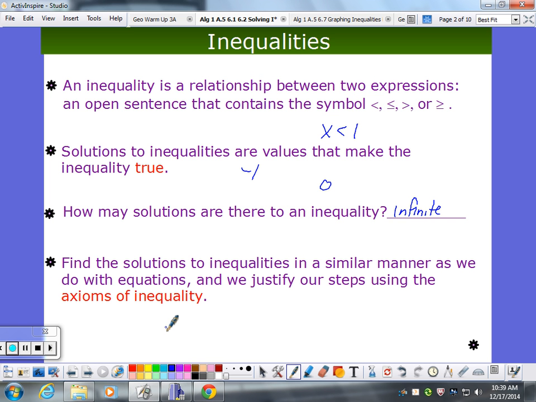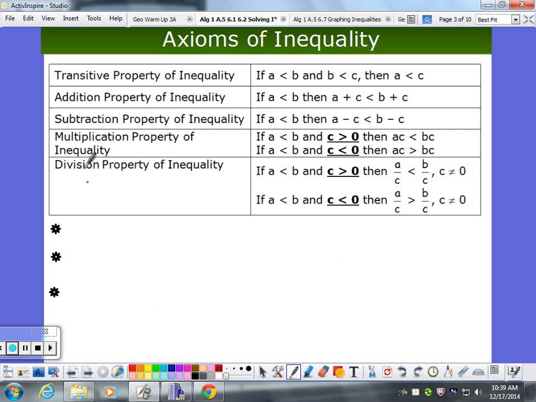So to find the solutions to inequalities, we do what we do with equations. But instead of using the axioms of equality, we're going to use the axioms of inequality, and they are very similar to what you saw with equations. Transitive property of inequality. We had this in equations. If A equals B, and B equals C, then A equals C. So the same is true with an inequality. If A is less than B, and B is less than C, then A is less than C. Now you can put in any inequality symbol here, and it's still going to be true. Put in all greater than, less than equals, it's still going to be true.